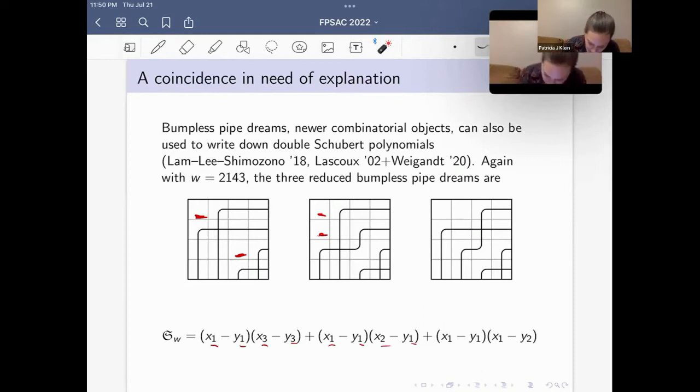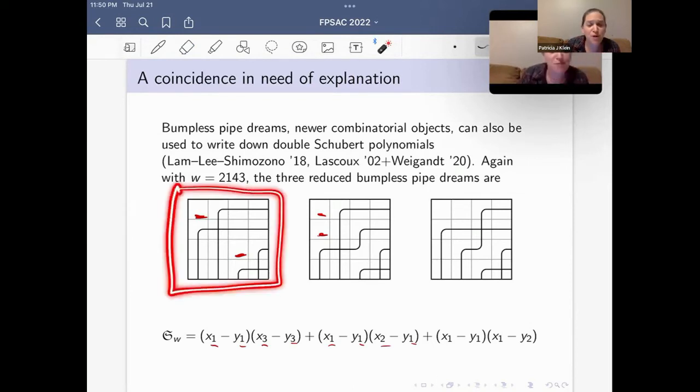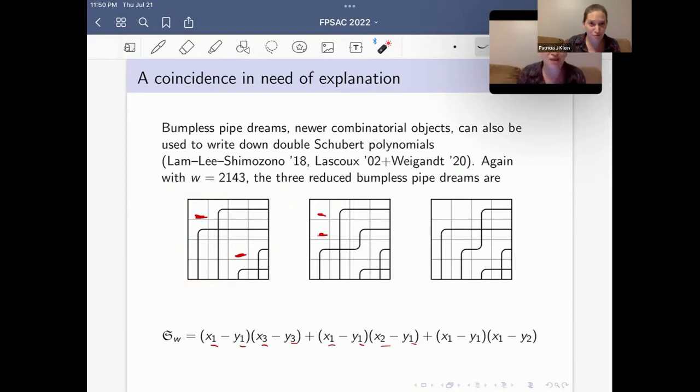We're going to be talking a little bit more about bumpless pipe dreams than we did about pipe dreams, so I want to say a little bit more about what they are. So this one here is called the rothe bumpless pipe dream. So this is like the rothe diagram that we've been writing down for a few minutes now, except we make the dots a little bit curvier.